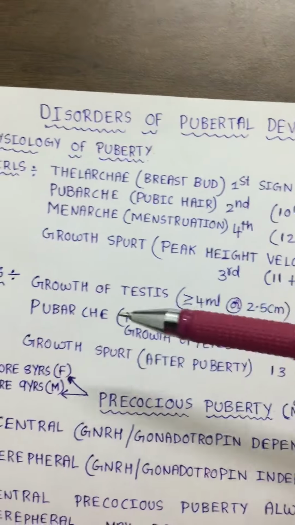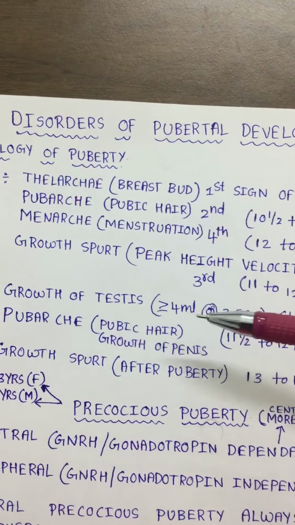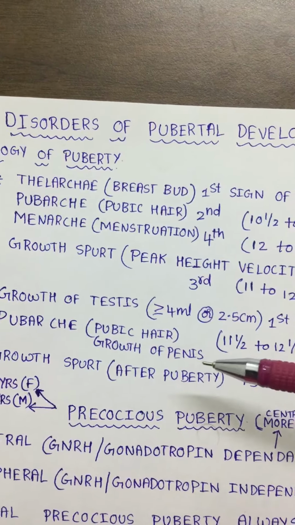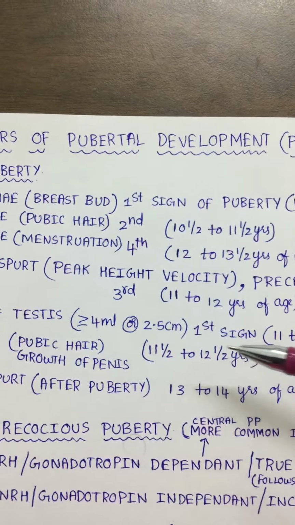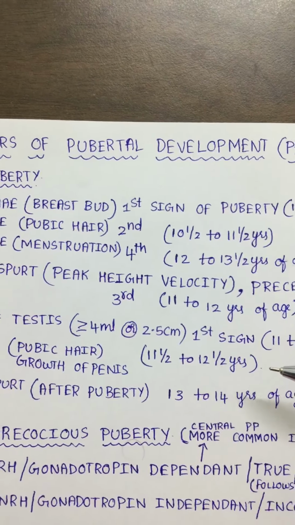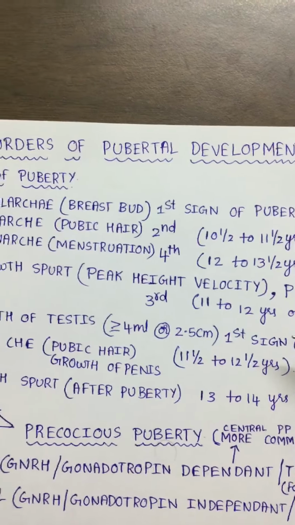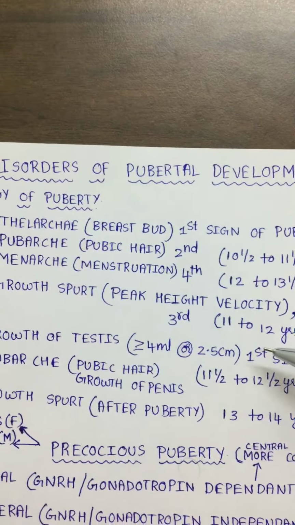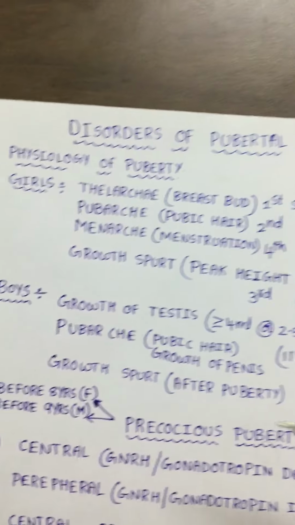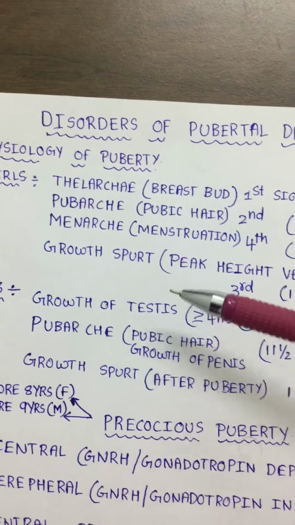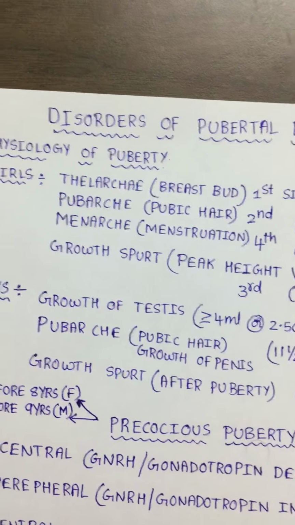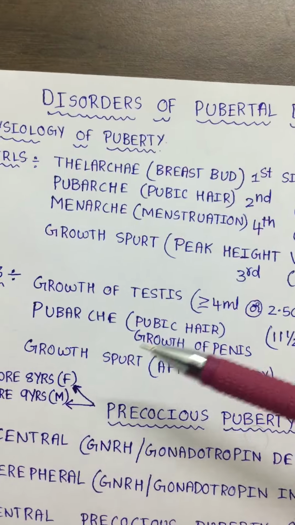The next sign is pubarche, appearance of pubic hair and also growth of the penis, which occurs between 11.5 to 12.5 years. Same, 6 months to 1 year after the growth of the testes, which is also called gonadarche.